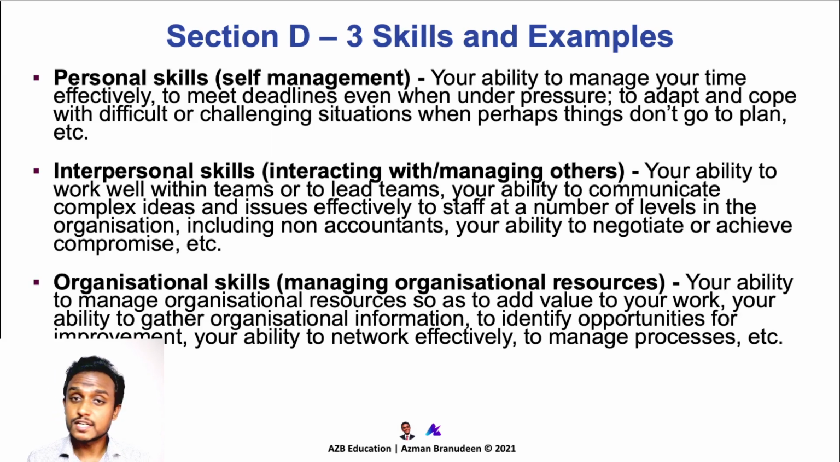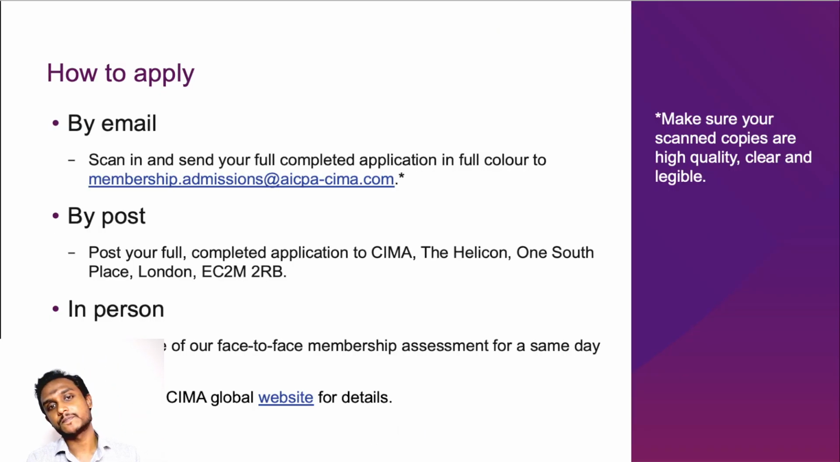Your ability to gather organizational information, to identify opportunities for improvement, your ability to network effectively and to manage processes, etc. These are three sets of examples that I've derived from the template provided by CIMA to explain to you what the three different types of development skills are that are required for the membership application in section D.